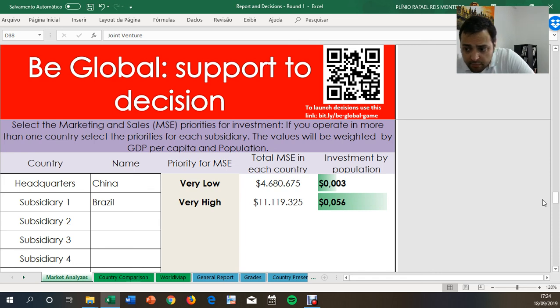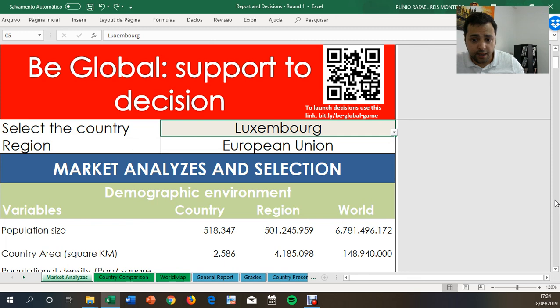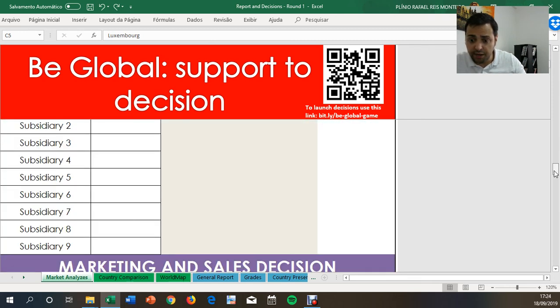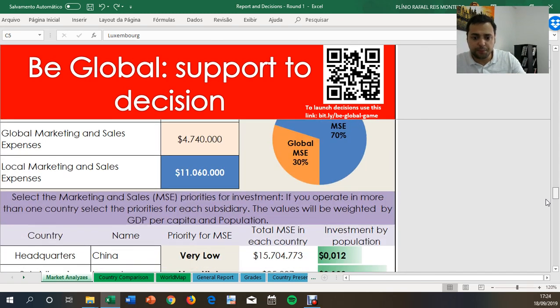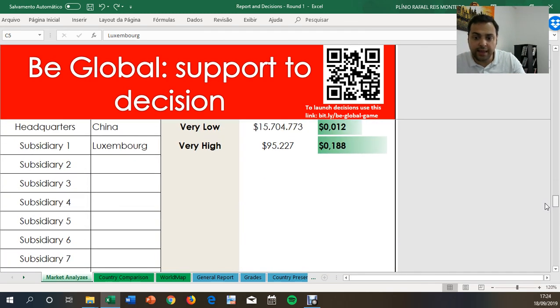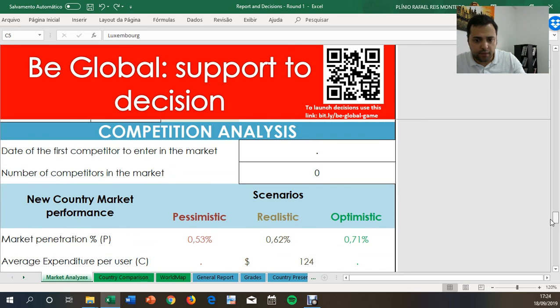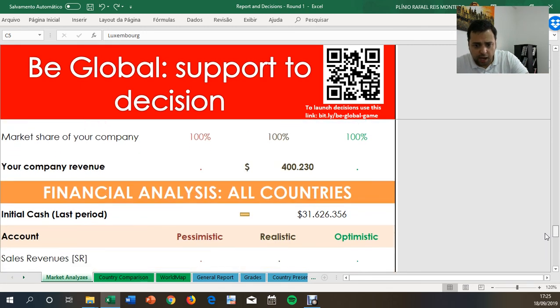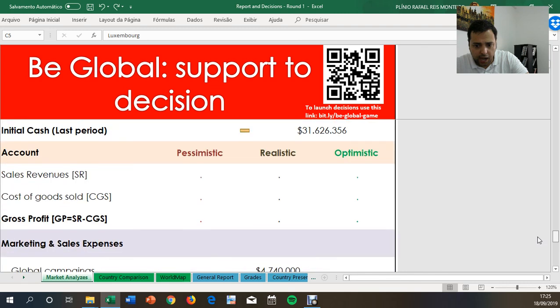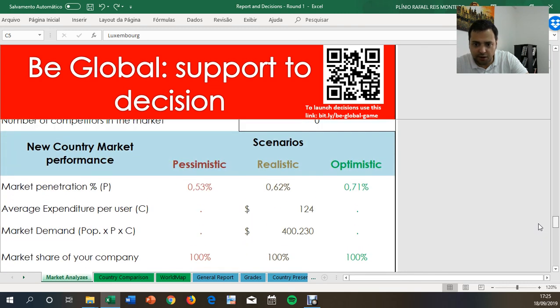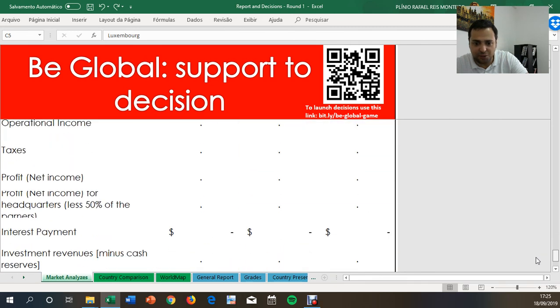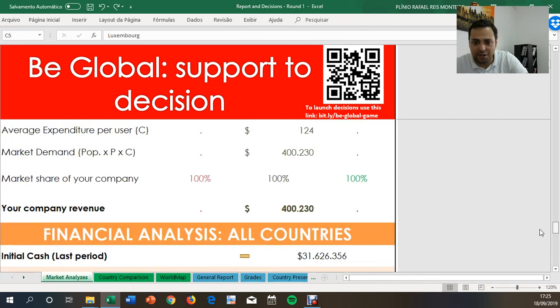So let's go back to the example of Luxembourg, and let's see what is expected to happen if I do something like that in my investment. As you can see here, there's an error in the file, and I will show you the results with the correct numbers soon.